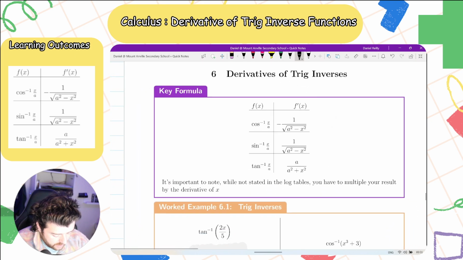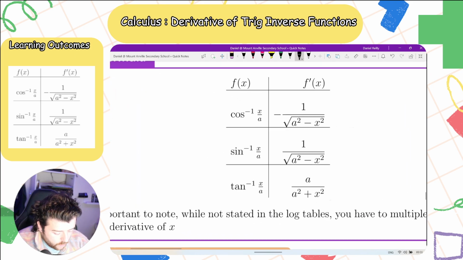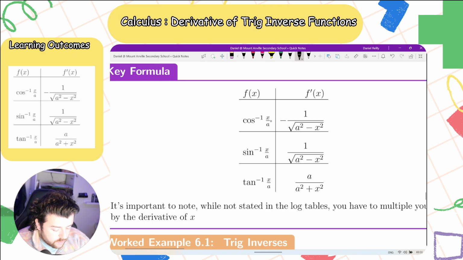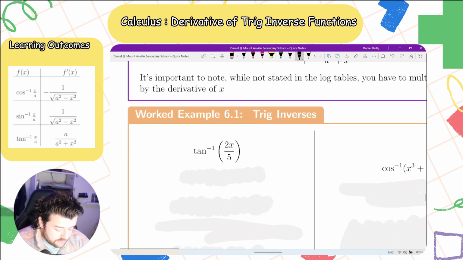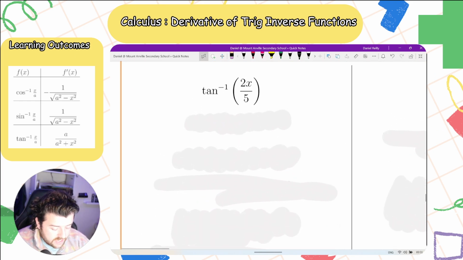So how we do these ones is we need to identify what my numerator is and what my denominator is. And then we always end up multiplying by the derivative of my numerator, and that will usually give us our answer. So let's have a look here. Tan inverse of 2x over 5.